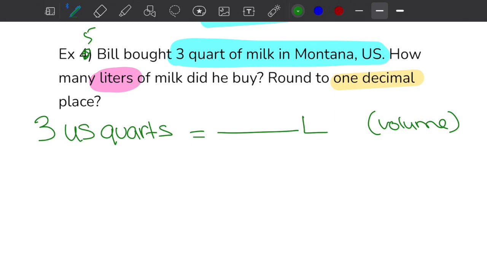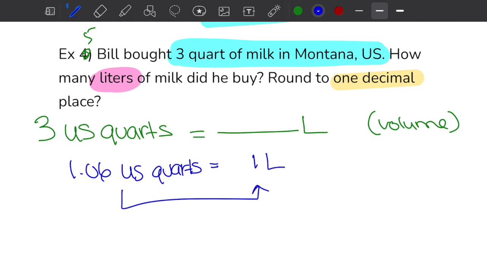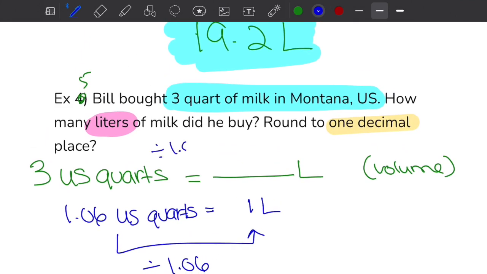And the relationship is as follows. It says that 1.06 US quarts is equal to 1 liter. Okay, so that's straight from the formula sheet, the column on the right. Okay, so how do I get from here to here? I divide by 1.06. Okay, so here I divide by 1.06 as well. And you only do it 1 time because they're both units of volume. So 3 divided by 1.06, that is 2.8. And that is our final answer.